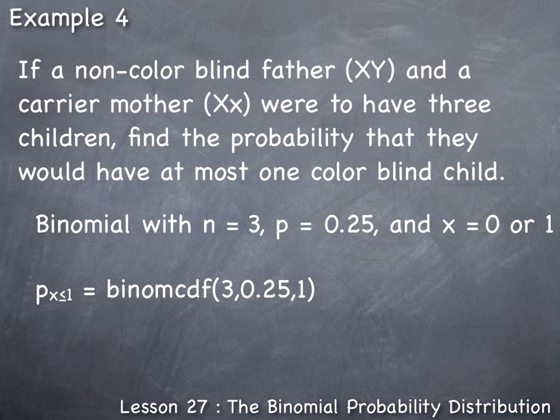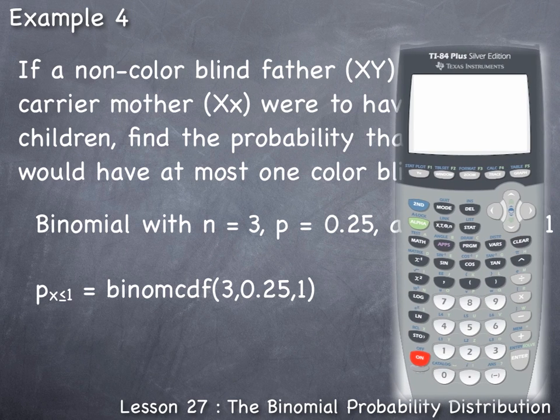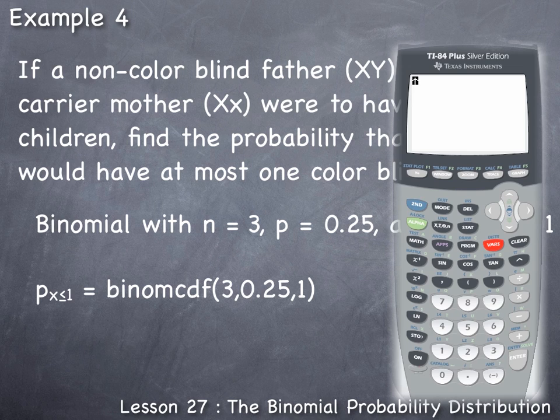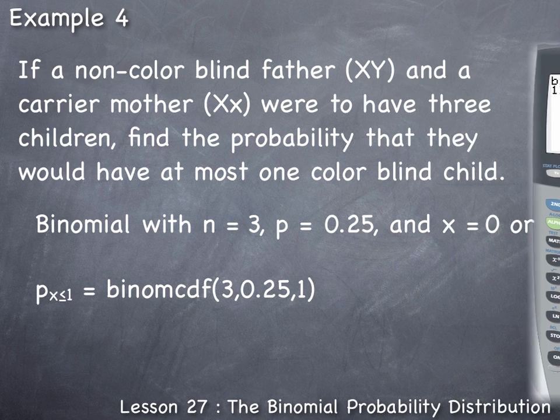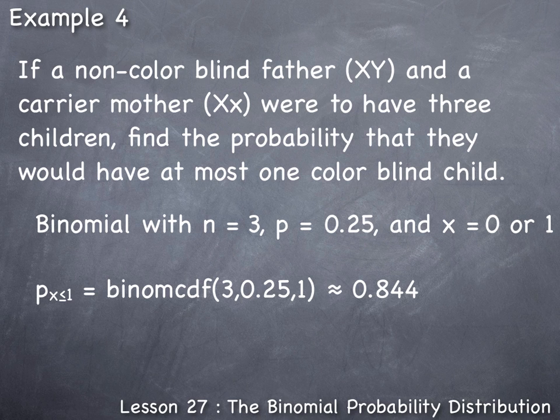So we could do this on the TI-84 calculator by pressing the second DISTR button to get all the probability distribution formulas that are programmed into the TI-84 calculator, and then arrowing down till we find the binom CDF command. Press enter to select, and then type in the values of the variables, 3, comma, 0.25, comma, 1, close parenthesis, enter. And here we have the probability. It rounds off to 3 places after the decimal to 0.844. So there's our result. The probability is 0.844 decimal.